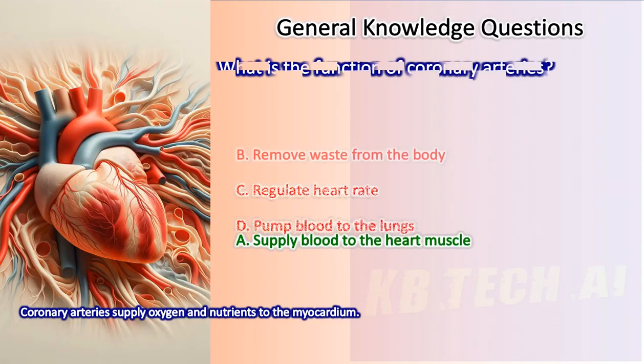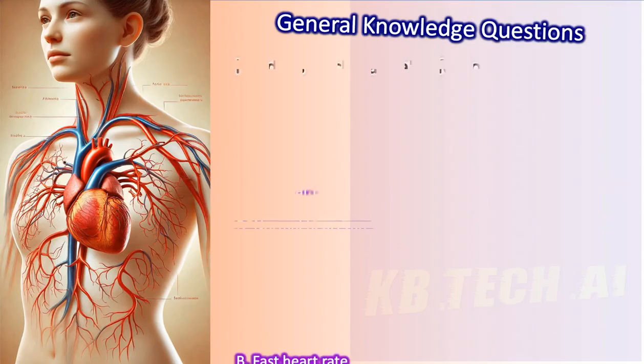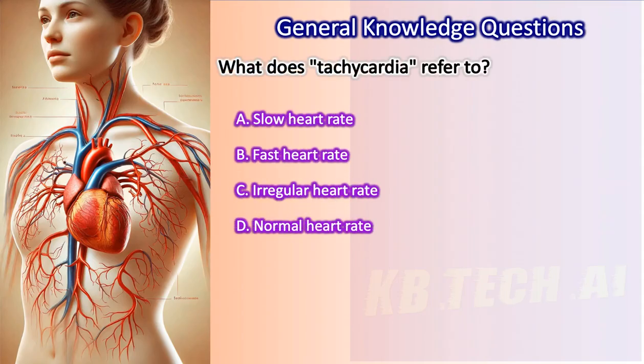The answer is Option 1. Supply blood to the heart muscle. What does tachycardia refer to? Option 1. Slow heart rate. Option 2. Fast heart rate. Option 3. Irregular heart rate. Option 4. Normal heart rate.